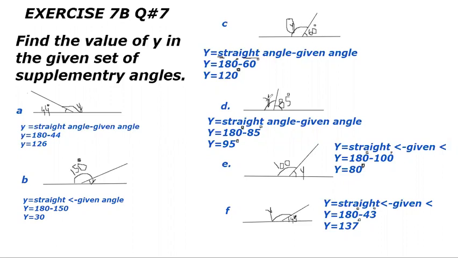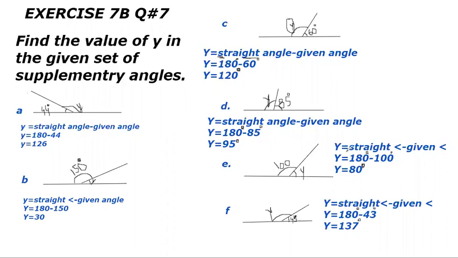D part is y, unknown, and known angle is 85 degree. Using the formula method, y is equals to straight angle minus given angle. Tip to remember, I am repeating: S for straight, S for supplementary. Straight angle is always equals to 180 degree minus 85, it will give us 95. This unknown angle y is 95. If you add 95 in 85, it will give us 180 degree. It means 95 is supplementary to 85. Two angles are supplementary if their sum is 180 degree.